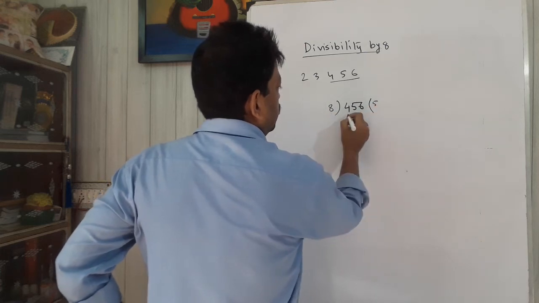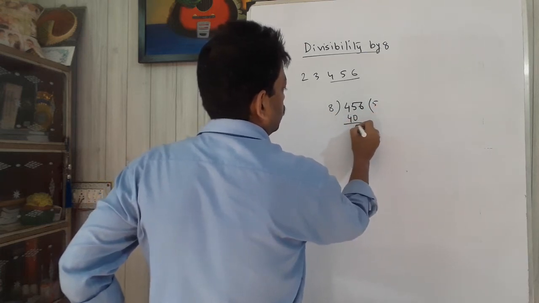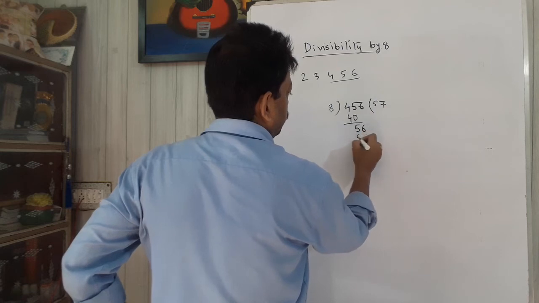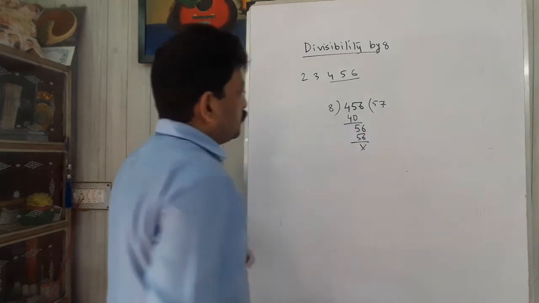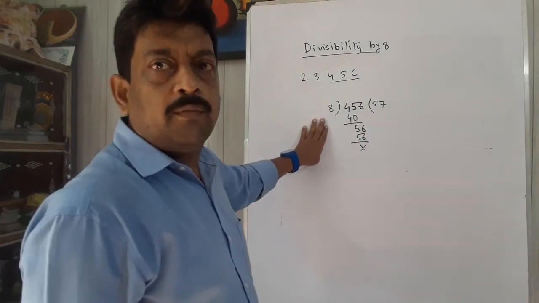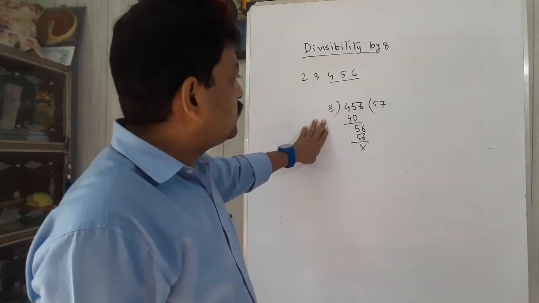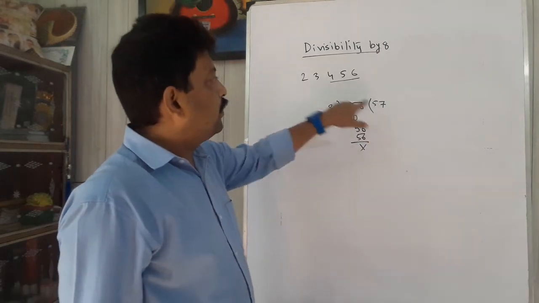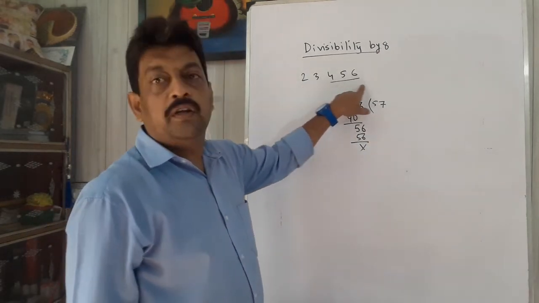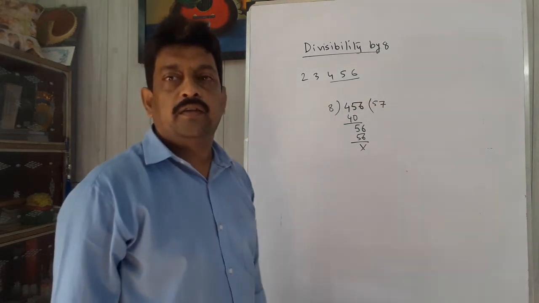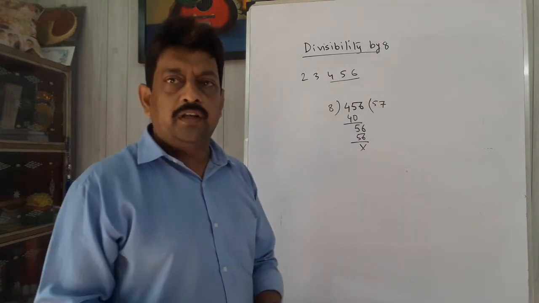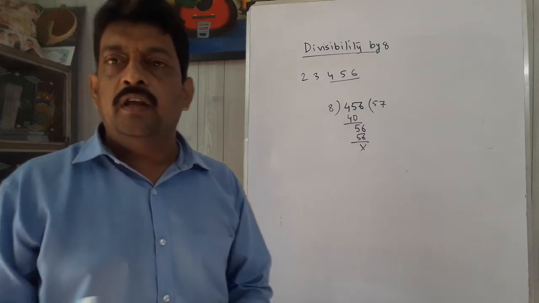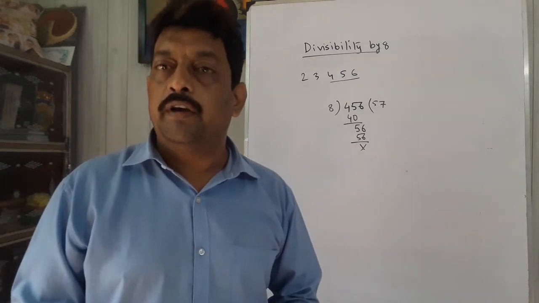8 5s are 40, 8 7s are 56. So you can see that the number formed by the last 3 digits is divisible by 8. So we can say the given number is divisible by 8. Understood? It is very simple. It is similar to divisibility by 4.